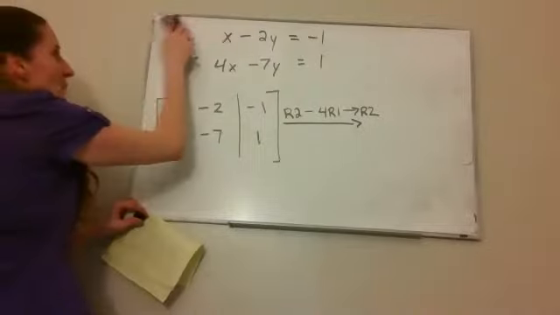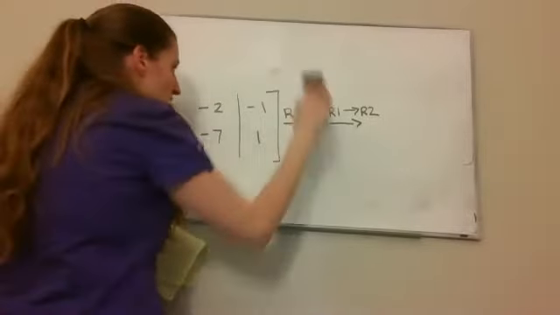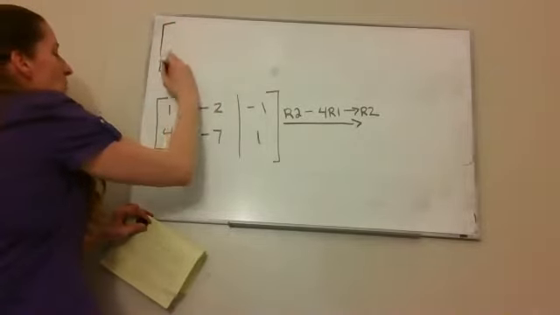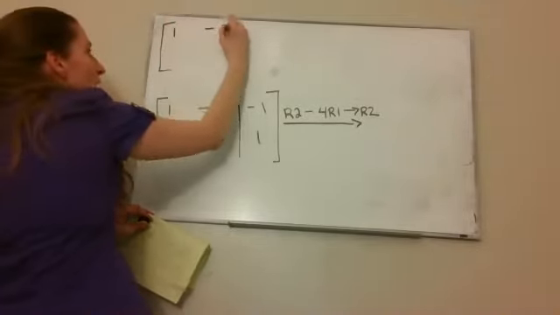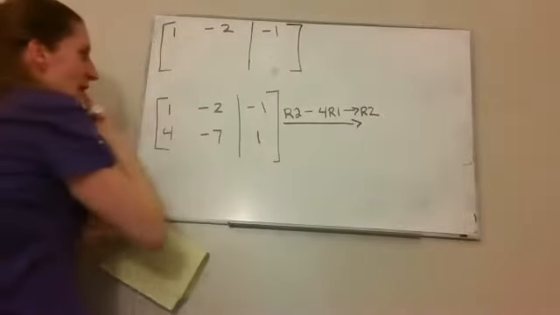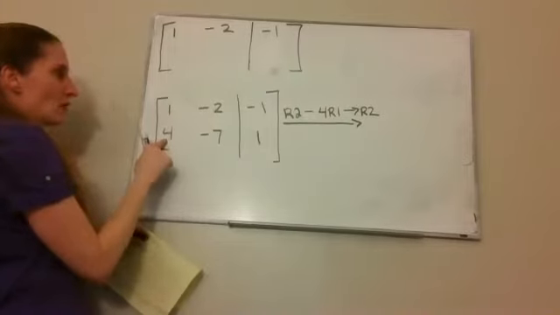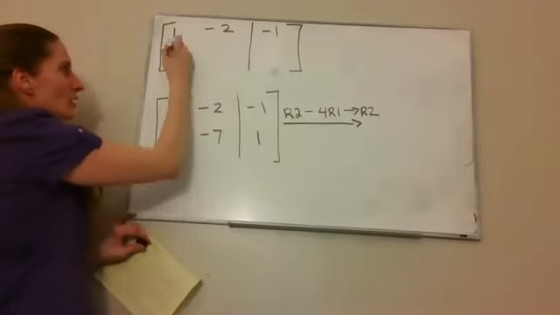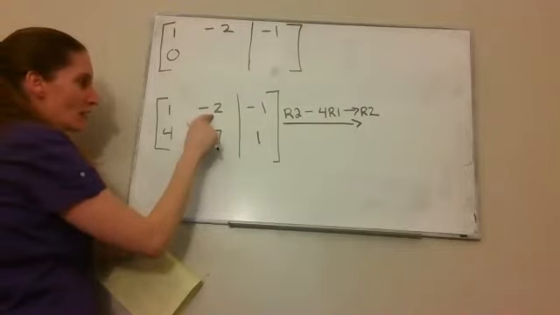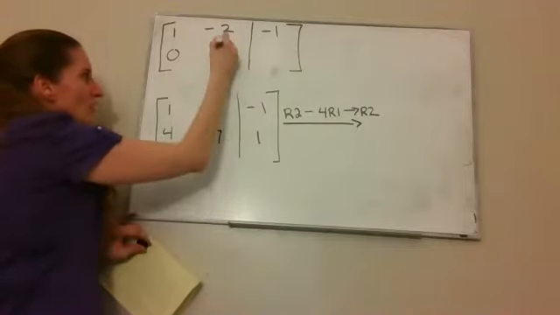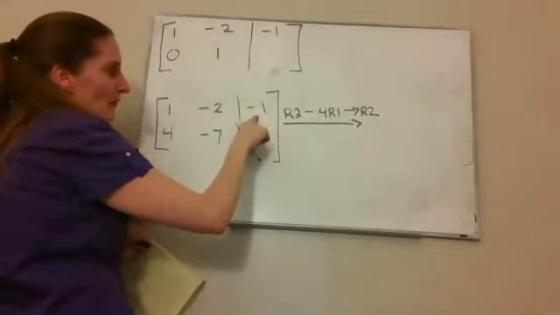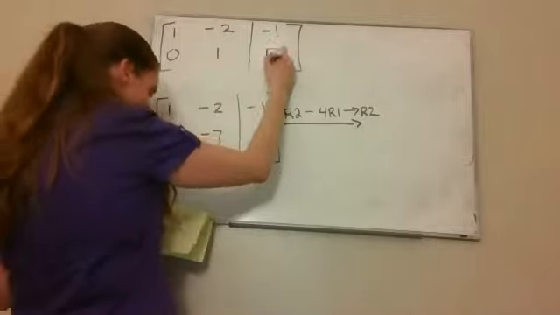So let's see what happens when we do that row operation. Again, the only row that's changing is row 2, so I can go ahead and fill my row 1 back in. And now my row 2, I get 4 minus 4 times 1. That's 0. -7 minus 4 times -2 is 1. And 1 minus 4 times -1 is 5.